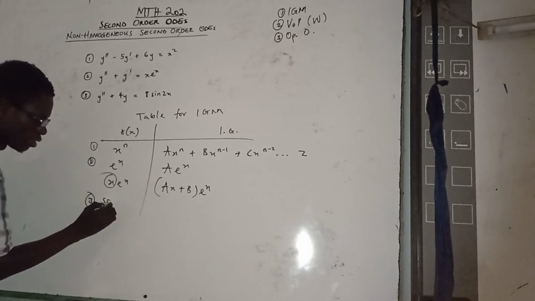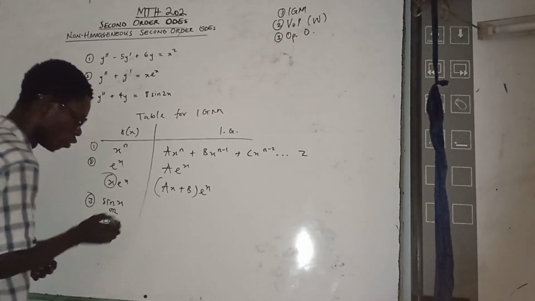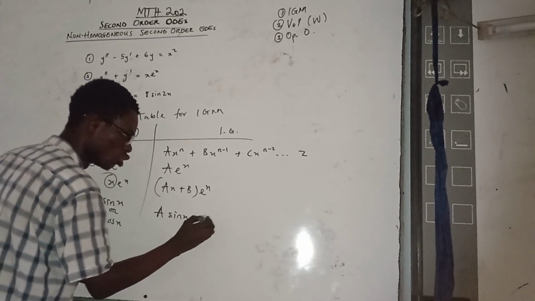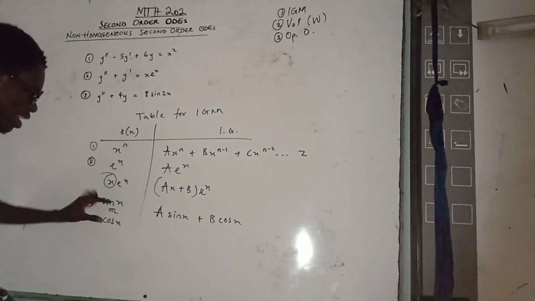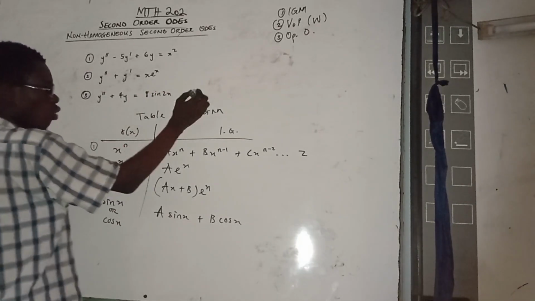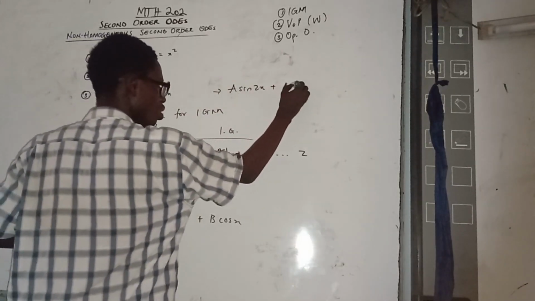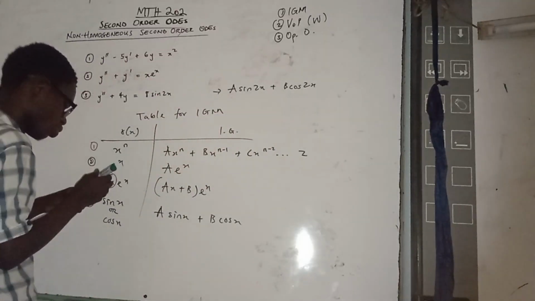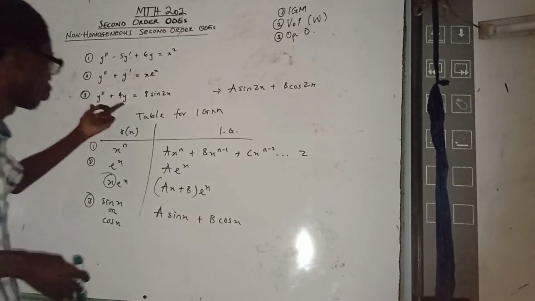Now for sin x or cos x, you use the same thing for both of them. You are going to use a sin x plus b cos x. That means in this one, for example, we are going to use a sin 2x plus b cos 2x. This is if it's not in our complementary solution, which we get when we solve this.